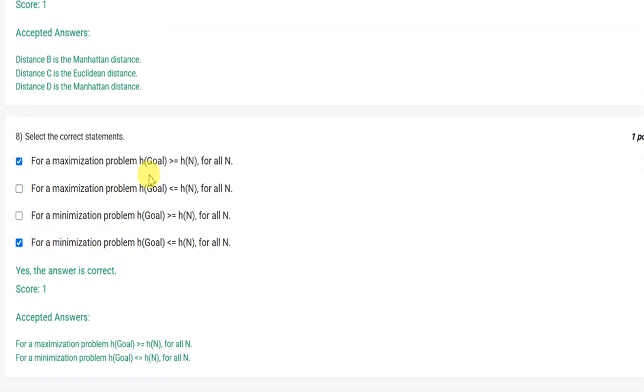And for a maximization problem, h of goal, the heuristic of the goal, will be greater than or equal to h of node. So we are trying to find the maximum value for this heuristic function. And for a minimization problem, we are trying to find the minimum value for the goal function.